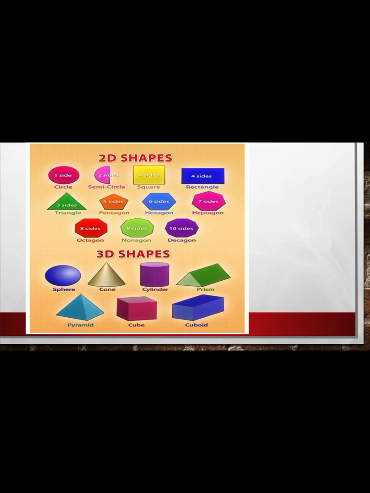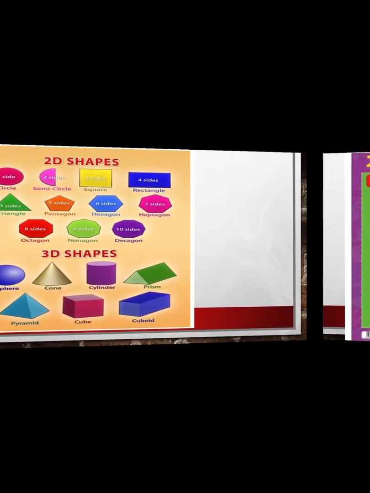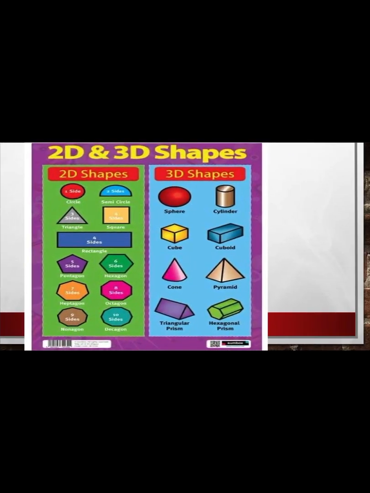Now come to 3D shapes. These are sphere, cone, cylinder, prism, pyramid, cube, cuboid. More clarification here. 2D shapes, I already told you. One side circle, two sides semicircle, three sides triangle, four sides square or rectangle, five sides pentagon.